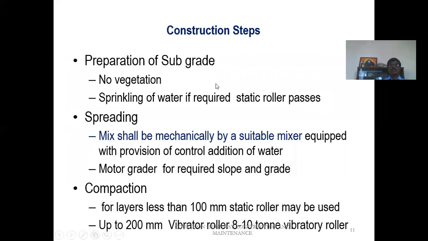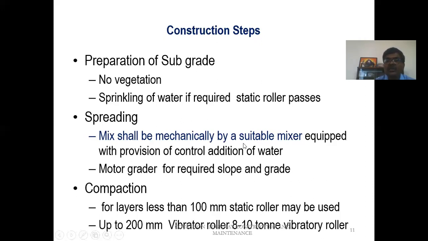So these are the construction steps for the construction of granular subbase. First one is the preparation of the receiving layer. We construct GSB over the subgrade. So we need to prepare the subgrade, ensure that there is no vegetation, and light sprinkling of water is required, and static passes of the roller also need to be carried out on the existing subgrade before putting the GSB layer.